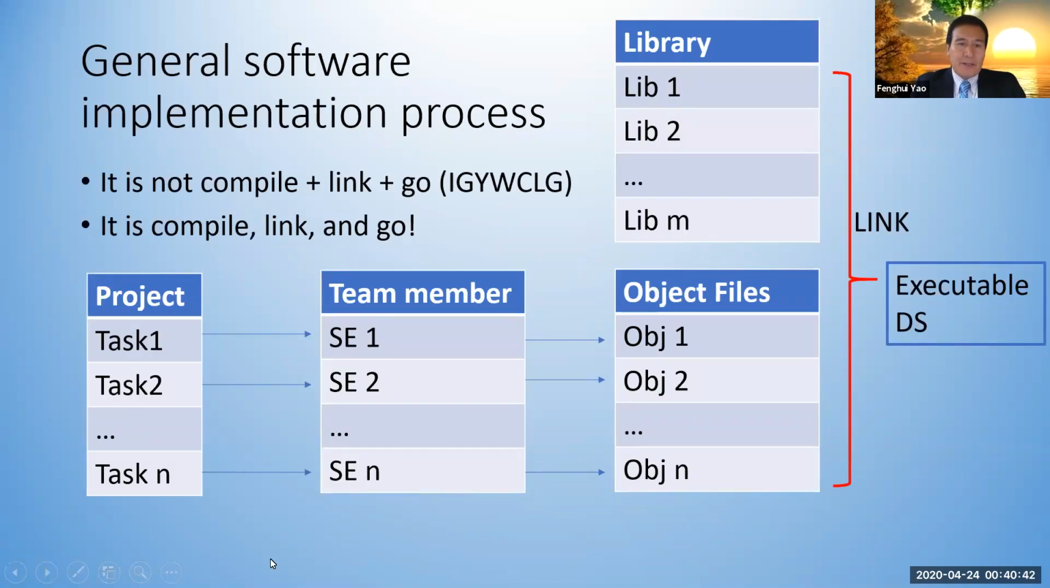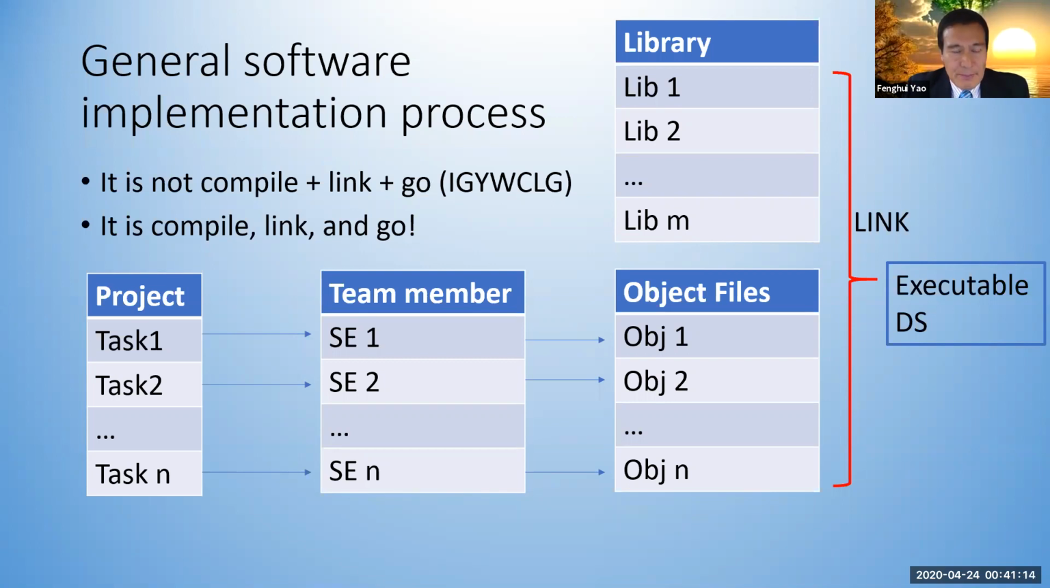In our previous video, we used IGYWCLG, this utility to compile, link, and run a COBOL program. It is convenient that this utility does all these three tasks at once. However, that is not a usual case for software development.